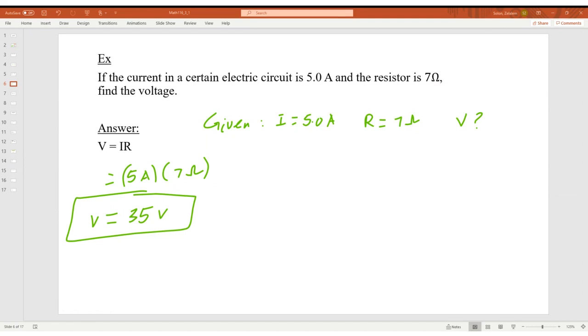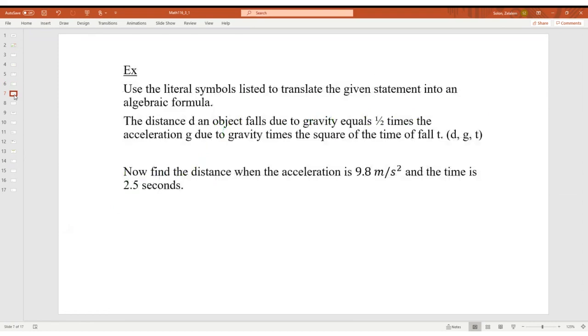Okay, let's do the next example. Now use the literal symbols listed to translate a given statement into an algebraic formula. First we change the statement into an algebraic formula. Then we use what is given to find what is required. When you change the statement into a formula, you have to use some symbols, letters, which represent the variables. For example, the distance is a variable that changes with time. So the distance is d.